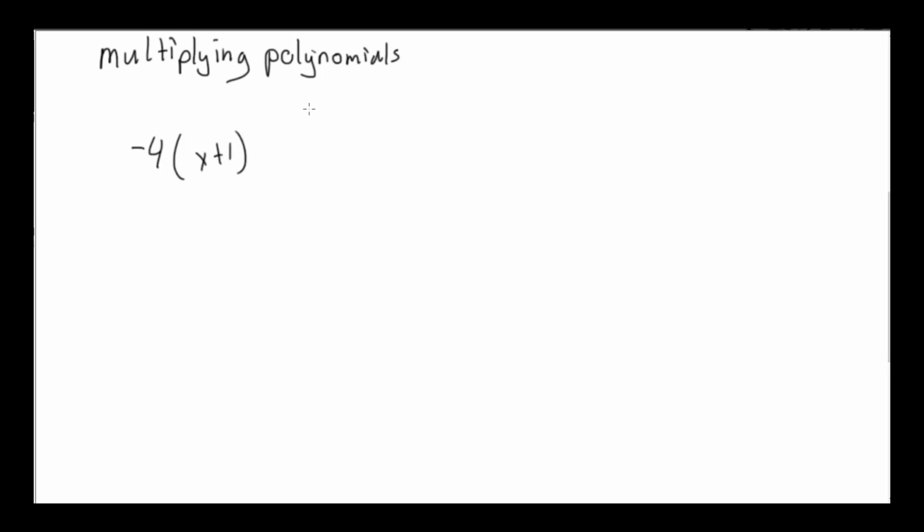The first thing we're going to do is recognize that we have a negative sign out front, which means when we are distributing this in, all of our signs here will flip and become the opposite. So when we have -4 times x, we end up with -4x minus 4. That's all there is to it. This one's nice and simple. They do get a little bit harder.